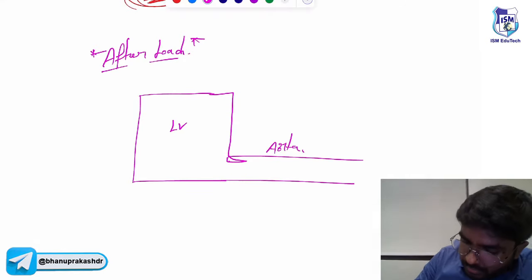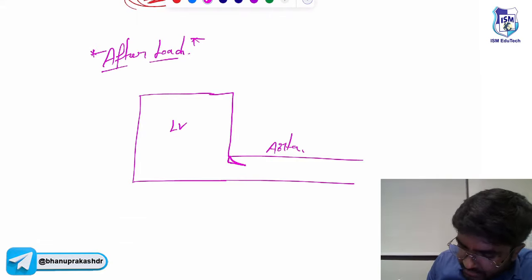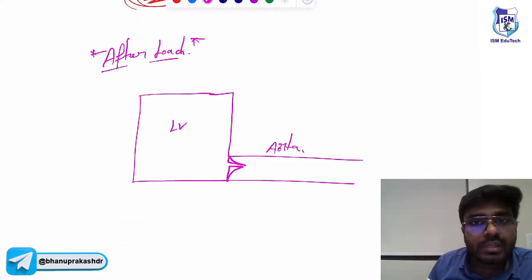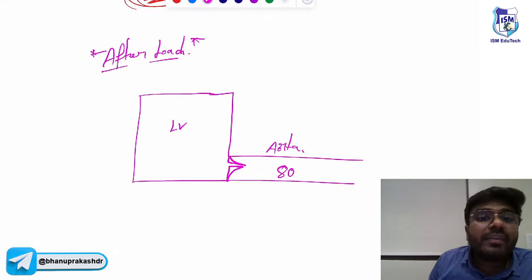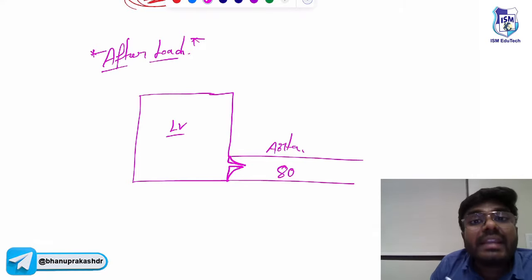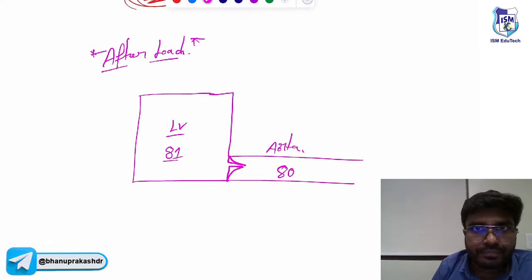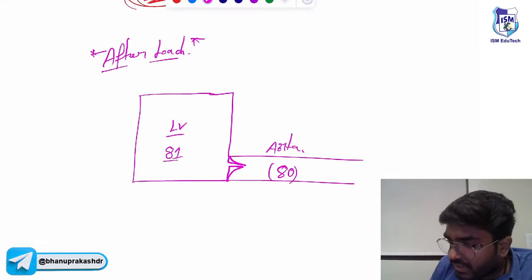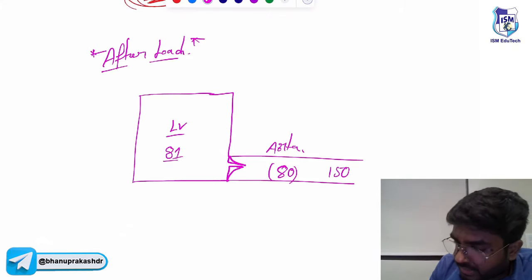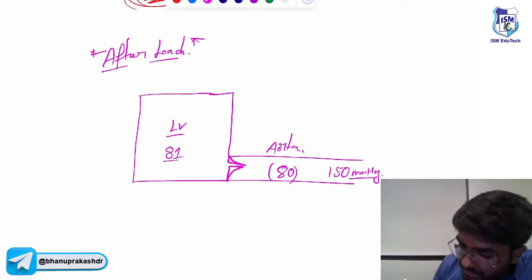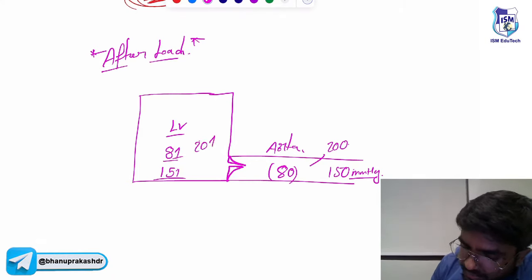Now, normally the aortic valve is in closed state. What is the pressure here in the aorta? 80. If the pressure in the aorta is 80, the left ventricle has to generate a pressure of 81 to open that valve. For example, if the pressure in the aorta is 150 mmHg, the left ventricle has to generate 151. If the pressure is 200, the left ventricle has to generate 201.